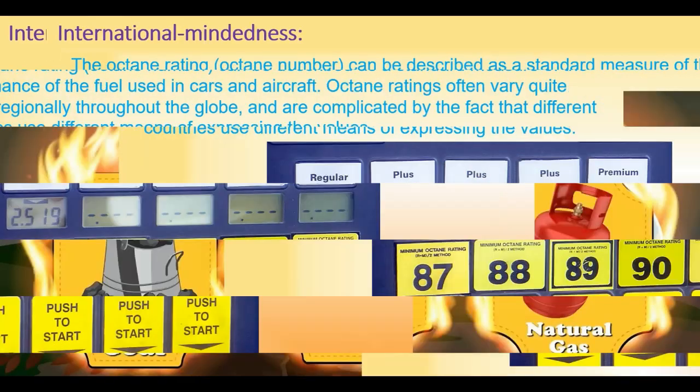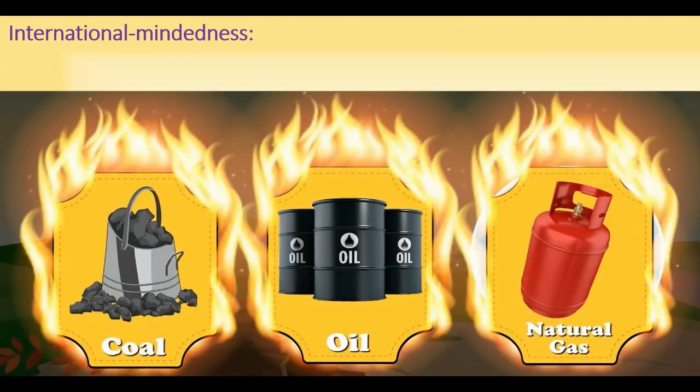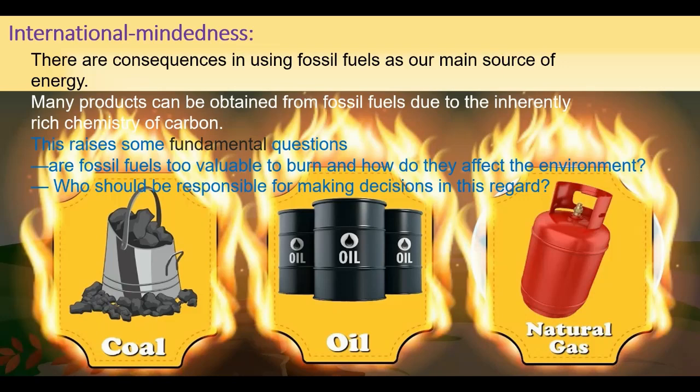So the next part is the continuity of the international mindedness, in which we are going to talk about the consequences of using fossil fuels as the main source of energy. The important thing to remember is that fossil fuels are non-renewable sources of energy, and they are going to diminish and finish eventually after a certain time, but the combustion of these fossil fuels also produces many pollutants as well as greenhouse gases which have an influence on global warming.